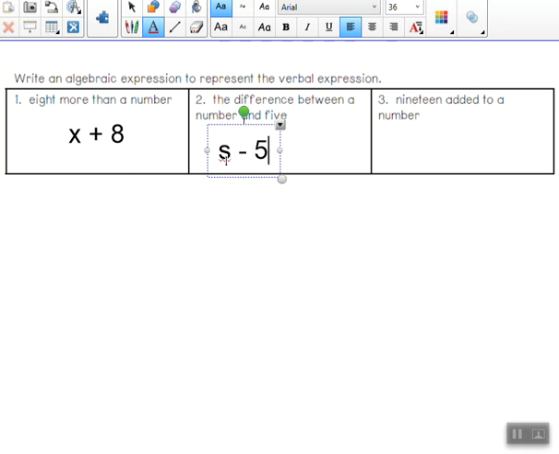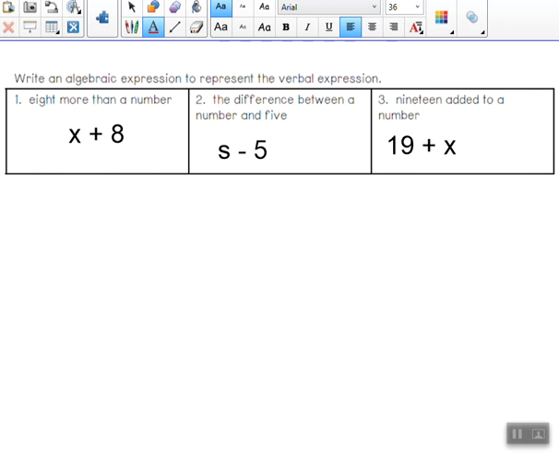Now, could I have used any letter here? I could have. I just picked S randomly. I picked X randomly. So we just know it's something minus 5. Over here, 19 added to a number. I'll use X again. Now we really can't solve these because we don't know what number is being added with 8. We don't know what number is being subtracted with 5, and the same here. But we can write the expression at least, and that gives us information that we can work with.